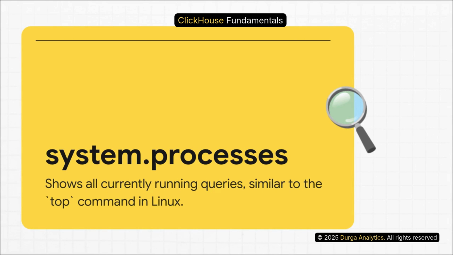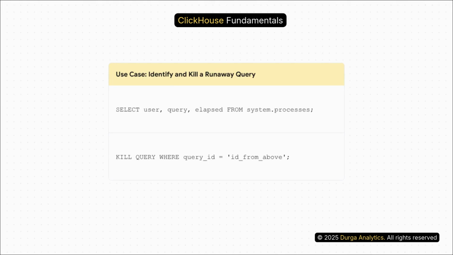It shows you exactly which queries are running, who kicked them off, how long they've been going, and how much memory and CPU they're gobbling up. The workflow here is super straightforward. You run a select on system.processes to see what's happening live. If you spot a query that's been running way too long or is using way too many resources, you grab its query ID and use the KILL QUERY command to stop it in its tracks. This is exactly how you handle performance emergencies in real time.